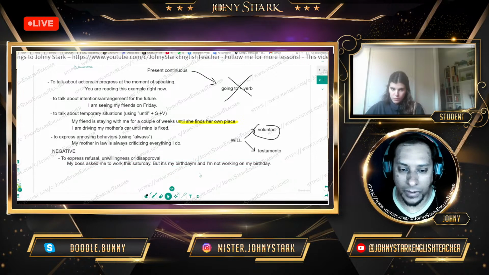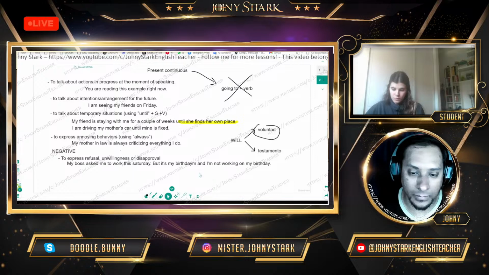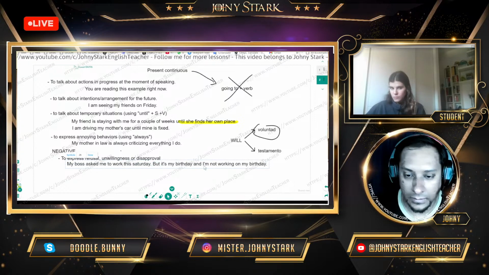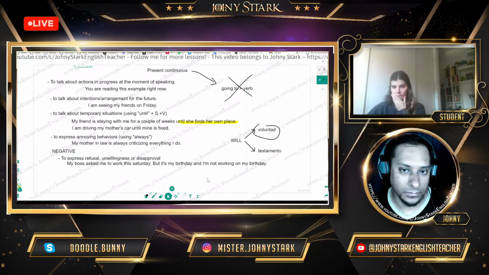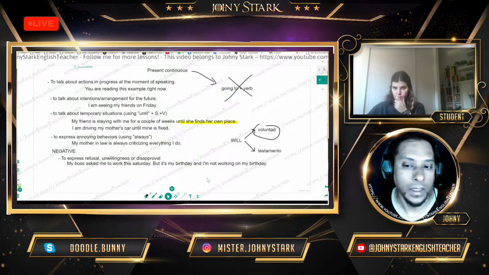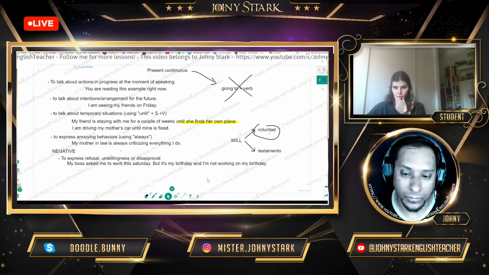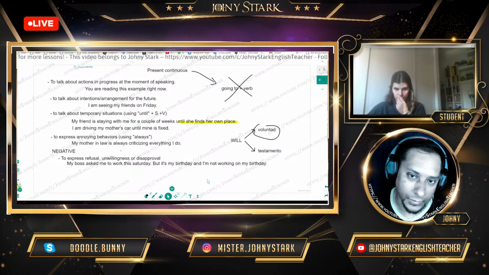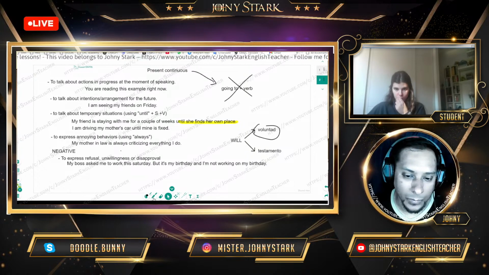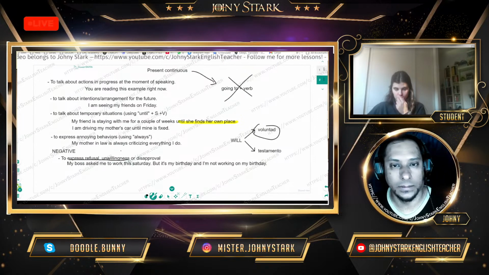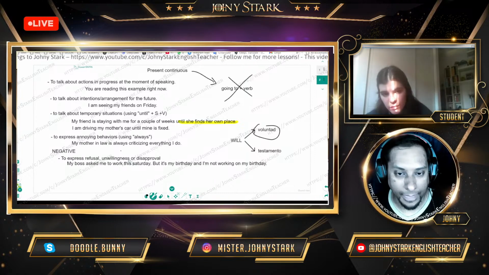Mi jefe me pidió que trabaje este sábado, pero como es mi cumpleaños, ¿right? No trabajaré. No voy a trabajar en mi cumpleaños. En lugar de decir I am not going to work, o I will not, o I won't. En lugar de usar future, sigo usando present continuous, porque aplica refusal, unwillingness. Right?